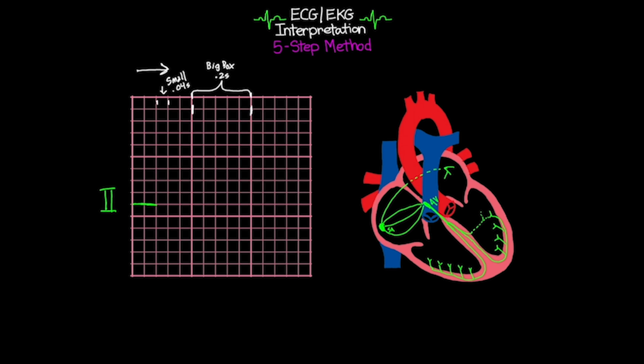So now the first thing that we're going to see, if you think back and remember, is our SA node, which is going to depolarize on its own, sending a signal out throughout the atrium.